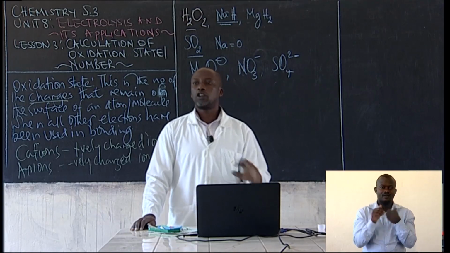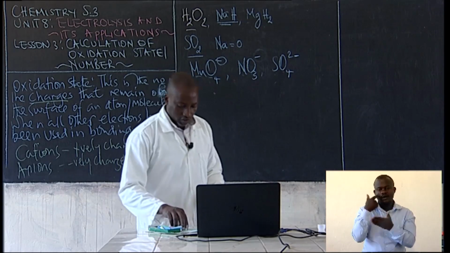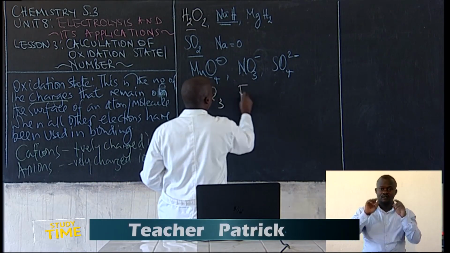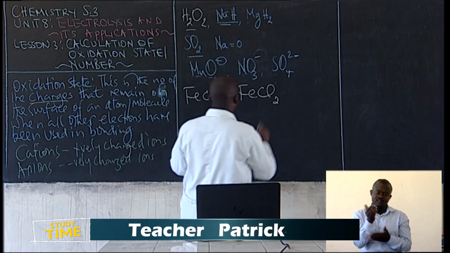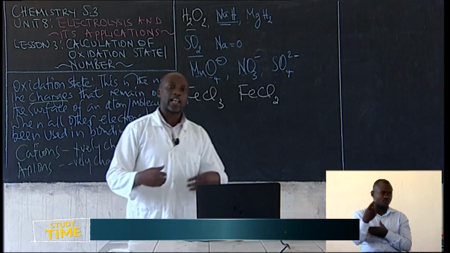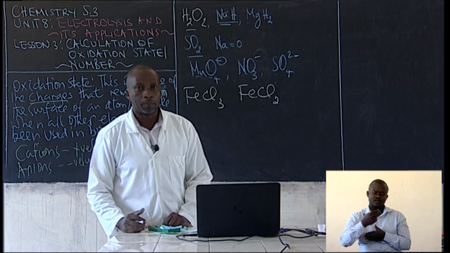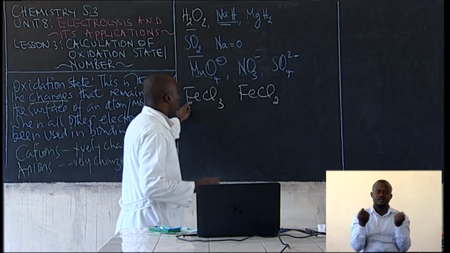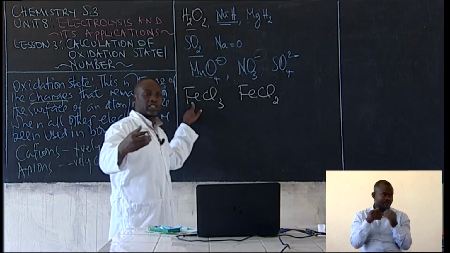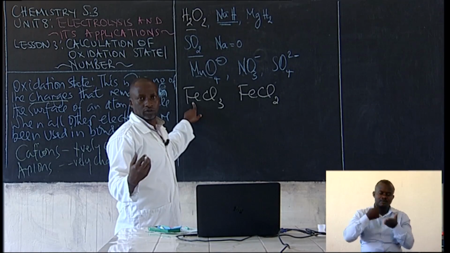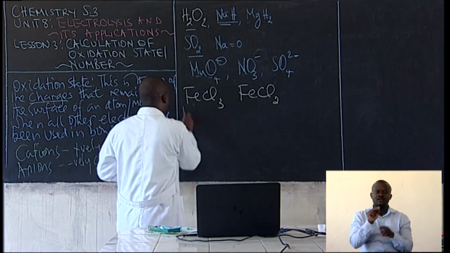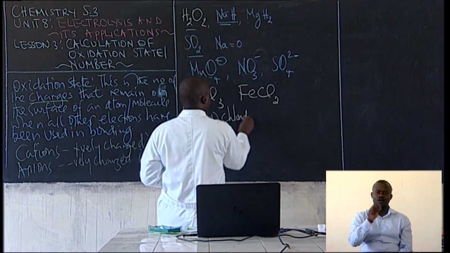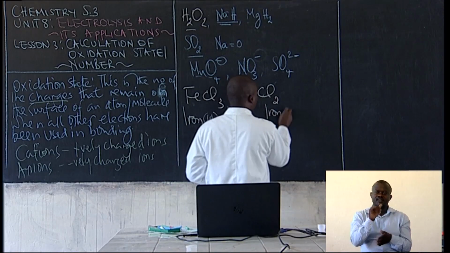Take an example in compounds when we have iron. If we have this compound, and then we have this compound, these are two chlorides of iron. Iron has got variable oxidation number, variable variance in simple terms. So that is why the oxidation state helps us to name this compound. This is iron 3 chloride. This is iron 2 chloride.